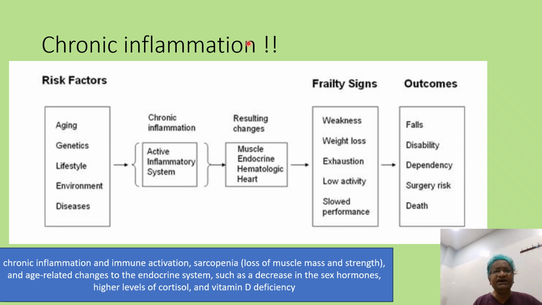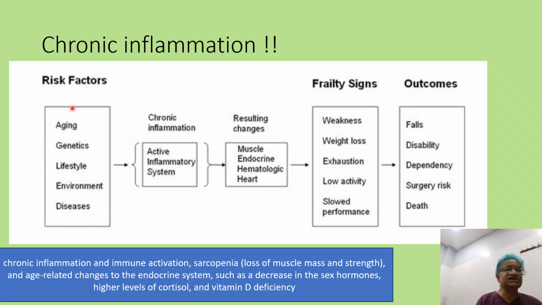What they say is, it's a chronic inflammation. Chronic inflammation is there. Then there are changes in the muscles, endocrine, hematological, and heart systems. This is what it reveals. That's what I told you: slowed performance, low activity, walking speed, weight loss, weakness, grip strength. All these signs will lead to outcomes like disability. He cannot work. He has to depend on somebody. There is anesthesia risk in any operation, and frequent falls lead again to operations.